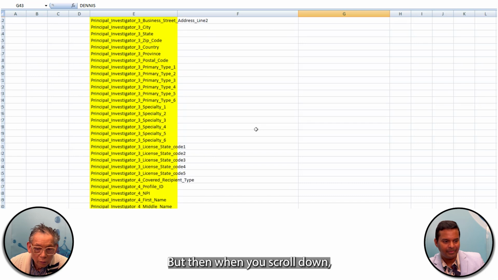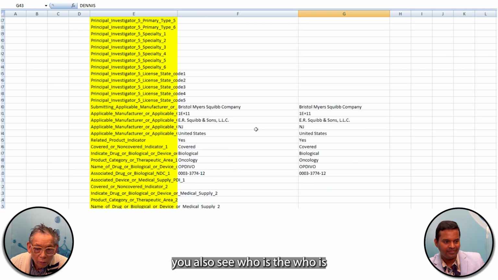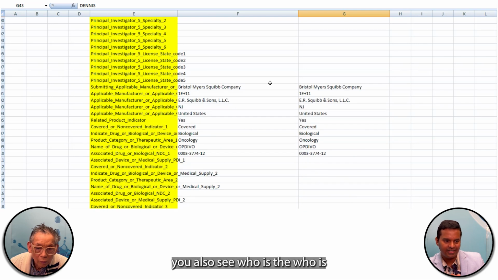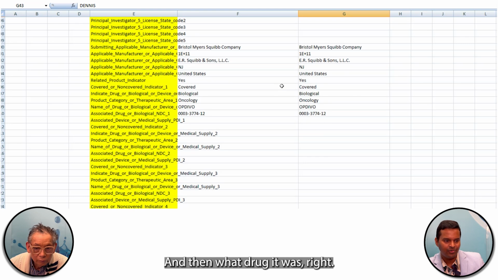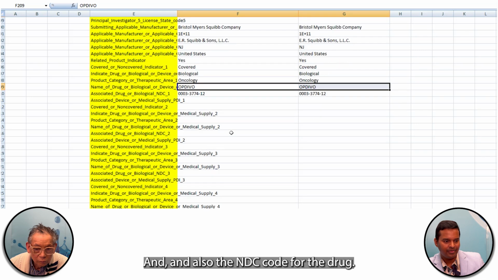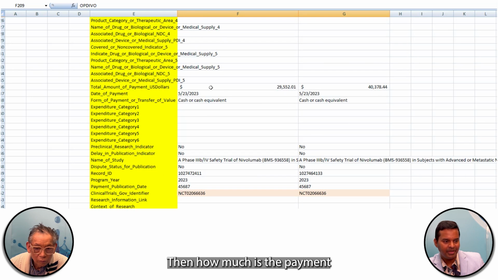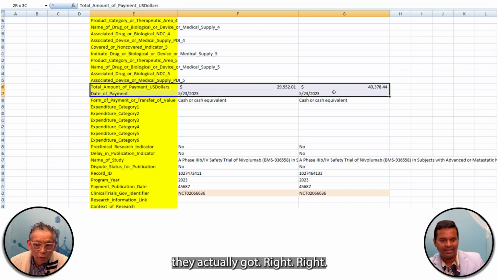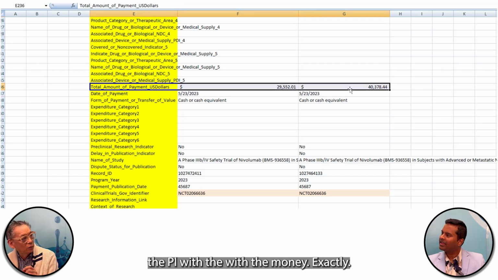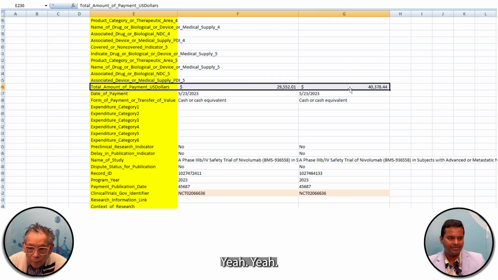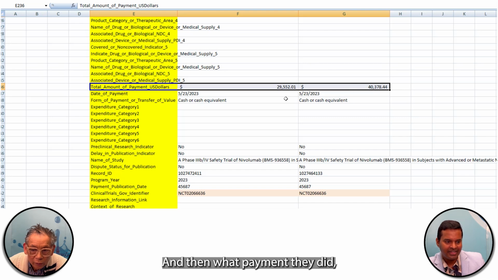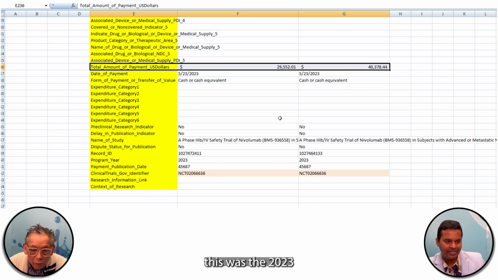But when you scroll down, we also see who was the sponsor, and what drug it was, and also the NDC code for the drug, and how much is the payment they actually got. So this is where you're tying the PI with the money. Exactly. And then what payment they did. This was 2023, and this is how we connected.